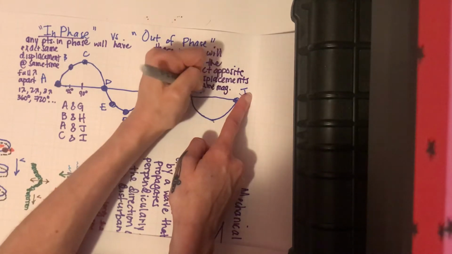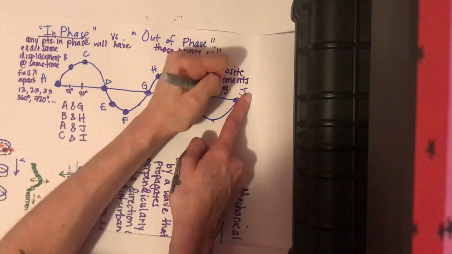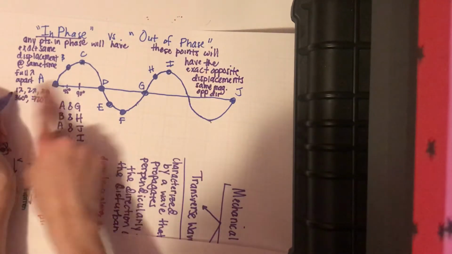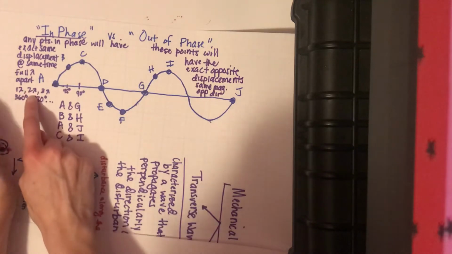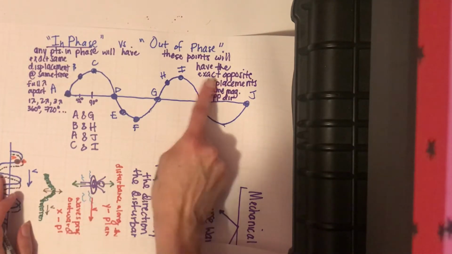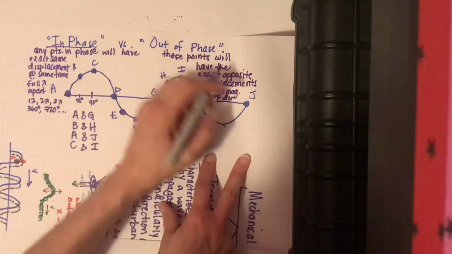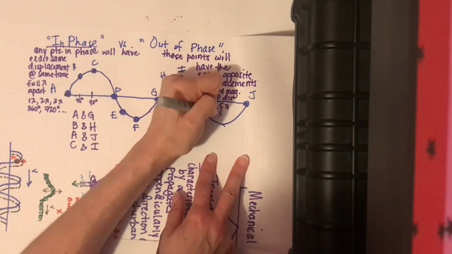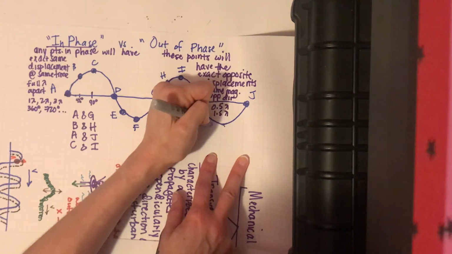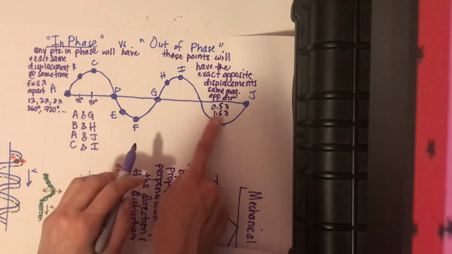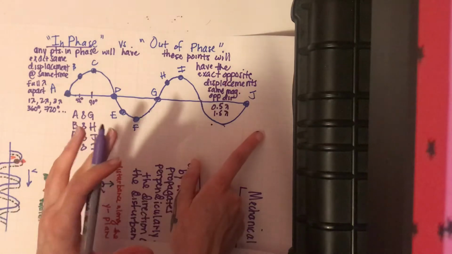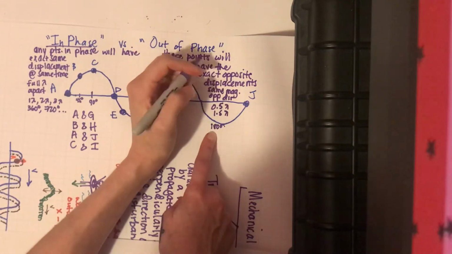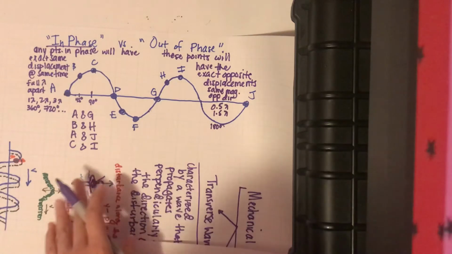Sorry, I'm abbreviating. Okay. And these out of phase points, instead of being one full cycle apart, like the in phase points, will actually be half a cycle apart. In other words, 0.5 lambda, 1.5 lambda, and so on. Okay? So what we're talking about here is going to be 180 degrees apart, and so on.